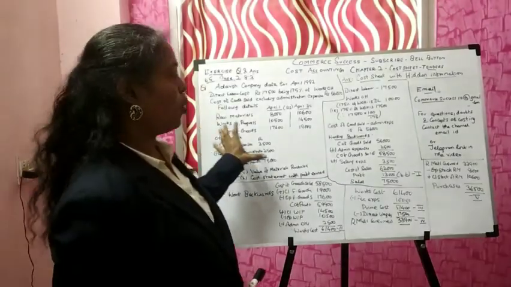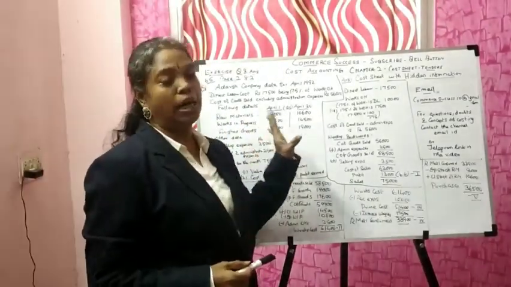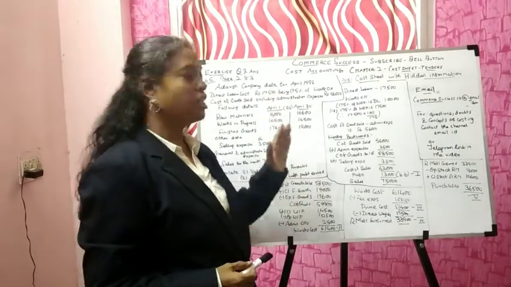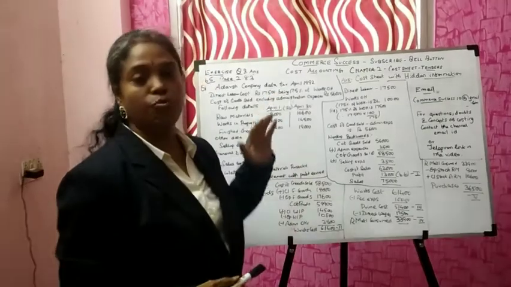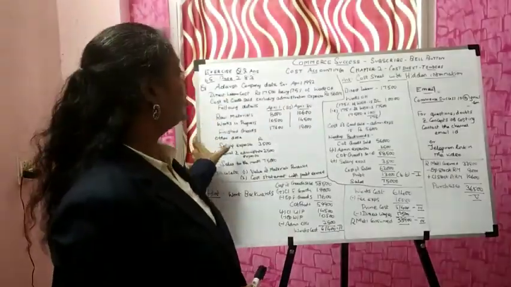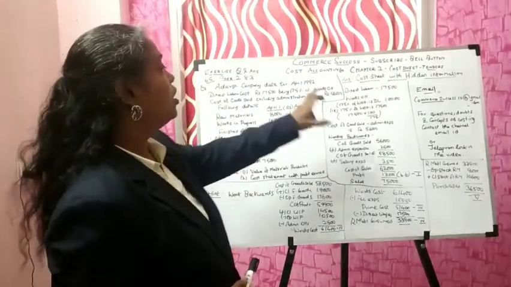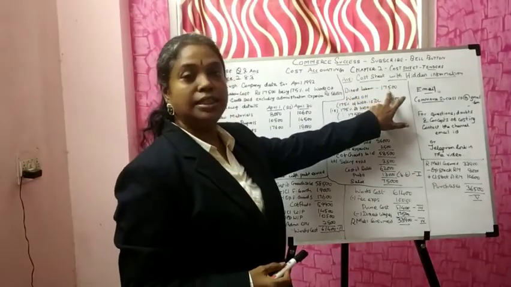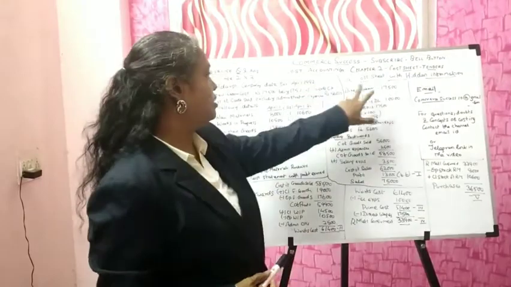For this problem, we will have to work it out backwards. It is not a straightforward problem. You will have to work out backwards, so start with the information given to you. First, direct labor is given as 17,500, so just write it down.